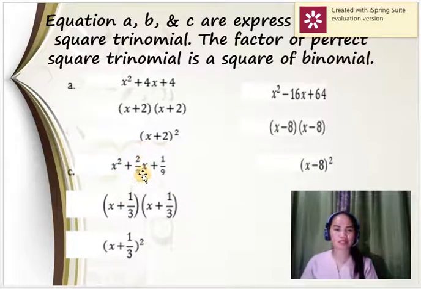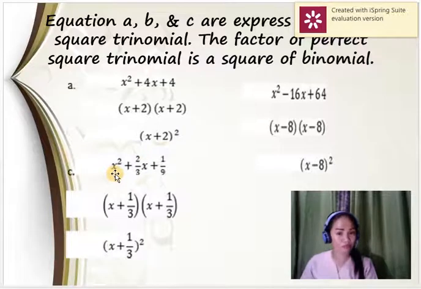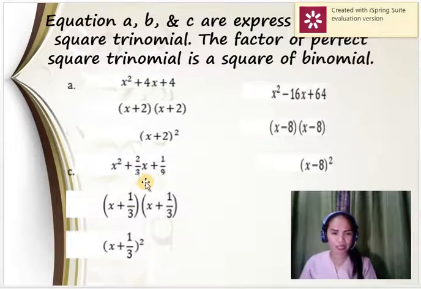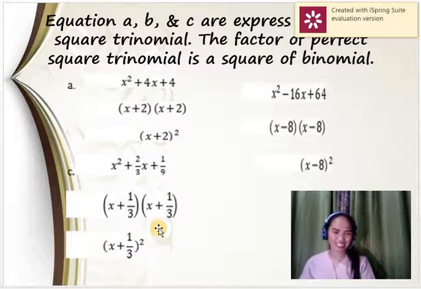Example C: x squared plus 2 over 3 x plus 1 over 9. We open and close parentheses, factor the first term, factor the last term, which is 1/3, and copy the sign of the middle term. There you go. Express as a square of a binomial. It's so easy.